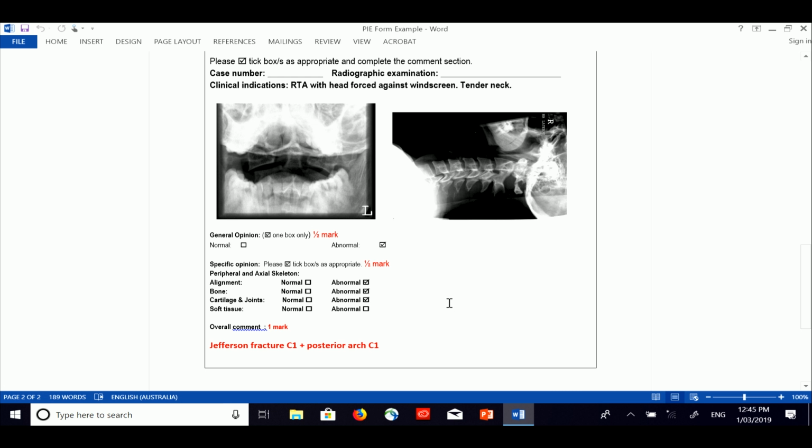And your overall comment, you can either write a Jefferson fracture, or you can say fracture of C1 plus posterior arc of C1 fracture. And then you can see how the marks have been attributed. So make yourself work through this again and again so that you are 100% sure how to use the form as you go through the unit.